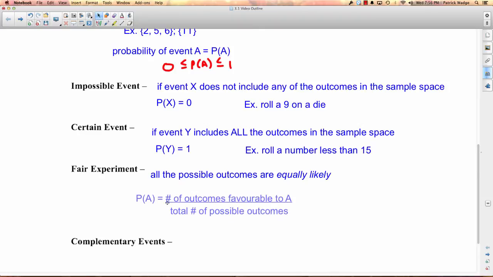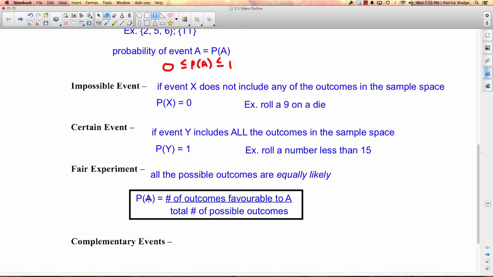The formula, and this is really important, but as I said, you know this from grade 8. The formula for the probability of some event: the probability of event A is equal to the number of outcomes which are favorable to A divided by the total number of possible outcomes.